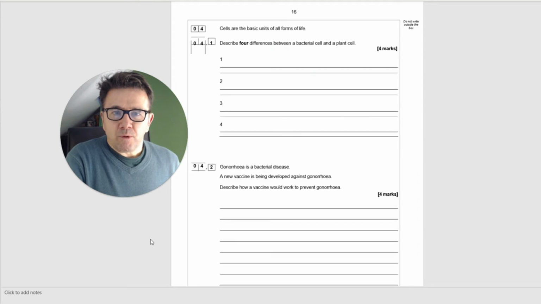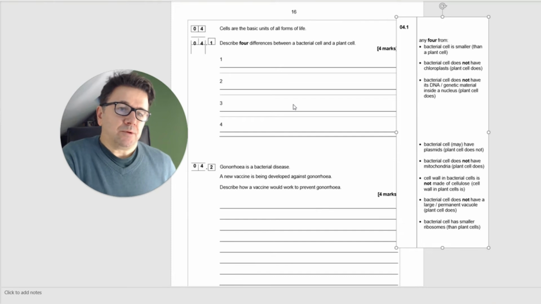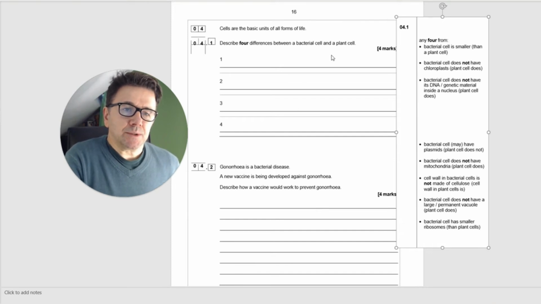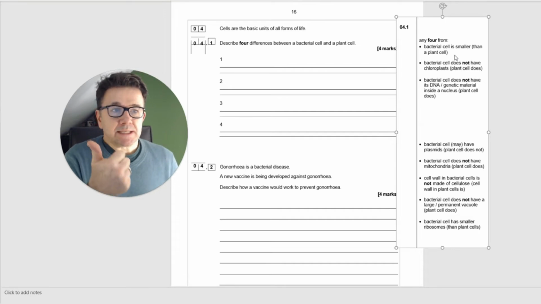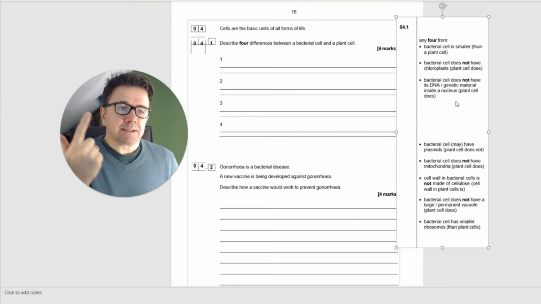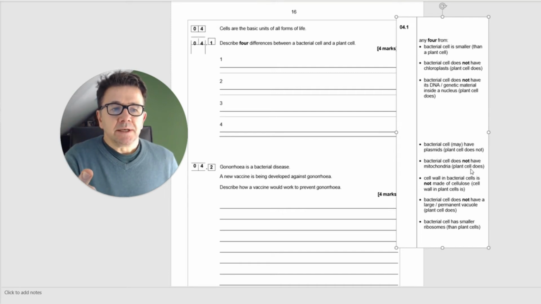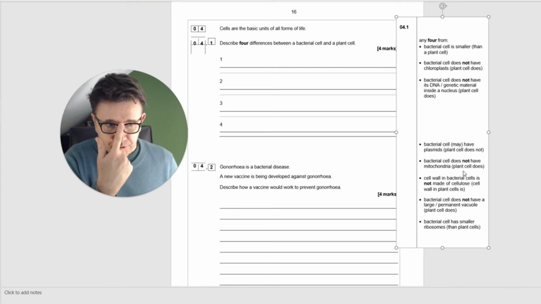Right, question 4, cells. This is cell biology, and it says describe 4 differences between a bacterial and a plant cell. This question very much was about your revision of prokaryotic and eukaryotic cells, particularly the difference between bacterial and plant cells. So first of all, bacterial cells are smaller, and they don't have chloroplasts. They don't have a nucleus. They may have plasmids, which plant cells don't. They do not have mitochondria.